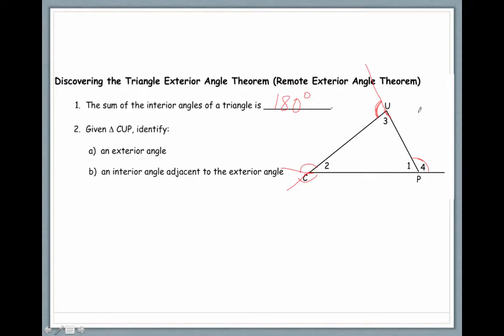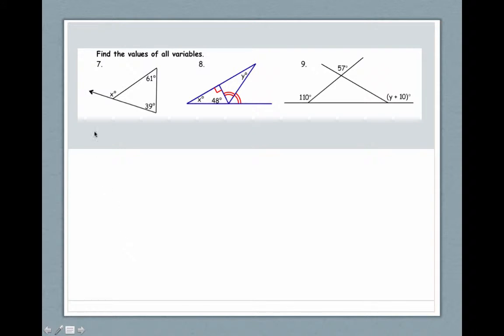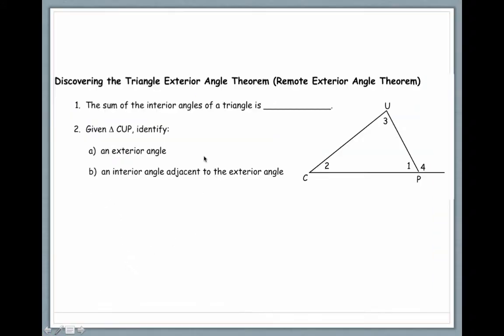So we want to identify an exterior angle. Well, the only one labeled is 4. And an interior angle adjacent to it. So that one's 1. That's the one that's adjacent to it. So the thing that I guess I didn't put in a slide anywhere is this. Because the measure of angle 1 plus the measure of angle 4 equals 180, because they're a linear pair. And any exterior angle is a linear pair with one on the inside.